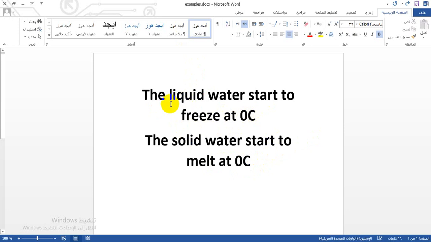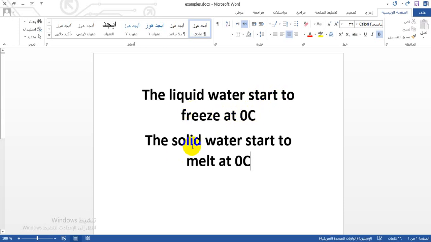Why, guys? Because if you keep a cup of warm water inside the freezer, what will happen to the warm water? The warm water starts to lose energy from its particles, and then the water starts to change to solid. So when the water starts to freeze, this is the exact temperature where the water starts to freeze, at 0 Celsius degrees. So for that reason we say that water starts to freeze at 0 Celsius degrees.